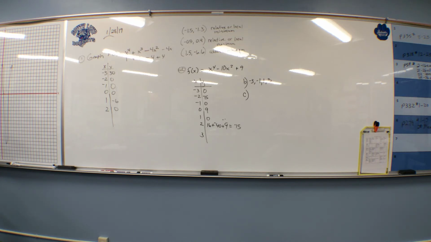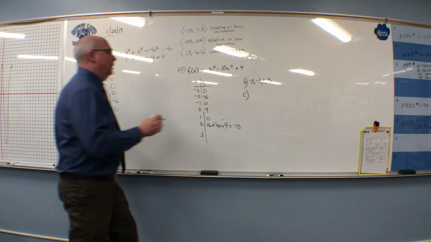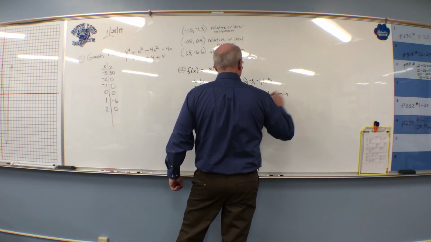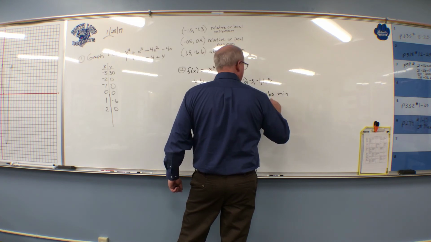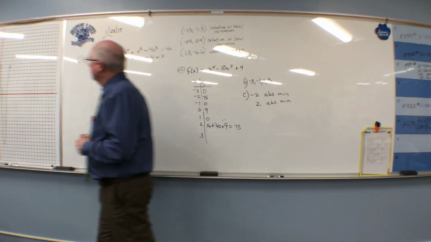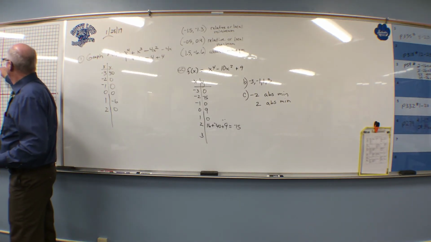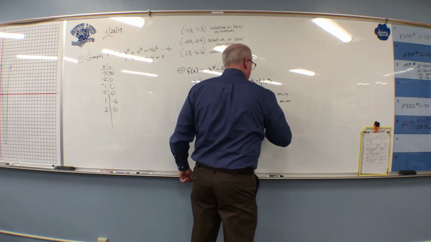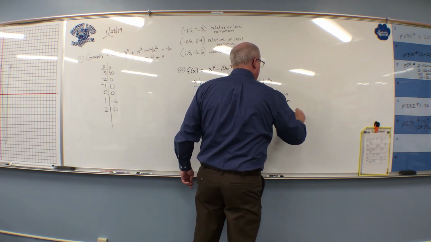Well, it looks to me like this is at -2, doesn't it? At -2, we wouldn't have to estimate, would we? No. The x value is -2. So C is -2, and it looks like it's an absolute minimum. And I'm guessing at 2 we have an absolute minimum. Do we have any max? Well, no, you have a relative maximum and a relative minimum.